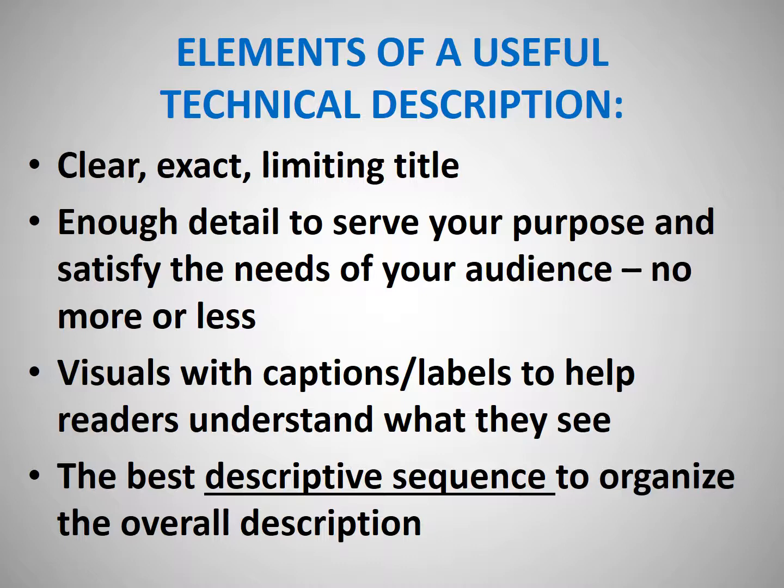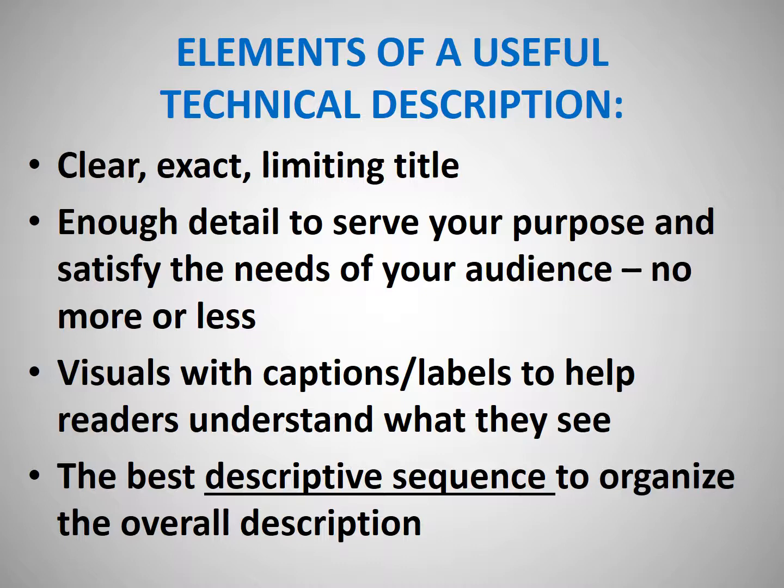Visuals are incredibly important in technical description, not only to meet the needs of people who just learn better by looking than by reading, but also overall you strengthen the depth of an especially complex description by having pictures to go with it. And those pictures require captions or labels. So you get the picture, but you also describe what this picture is. All right? So those captions or labels need to be always accompanying every visual you use within your text to help the reader understand what it is I'm looking at. All right?